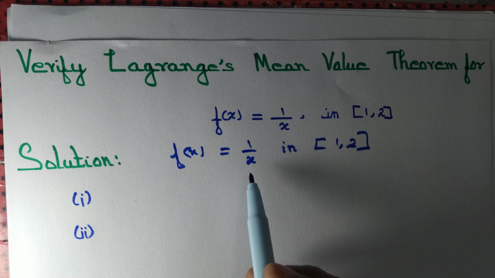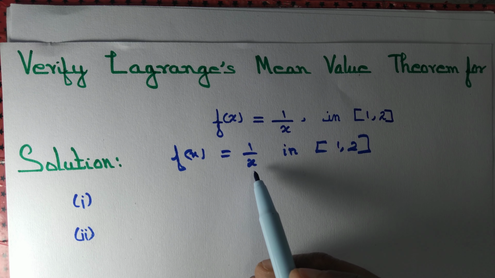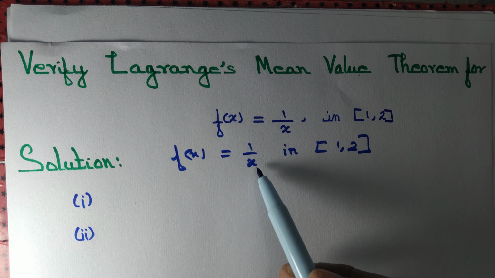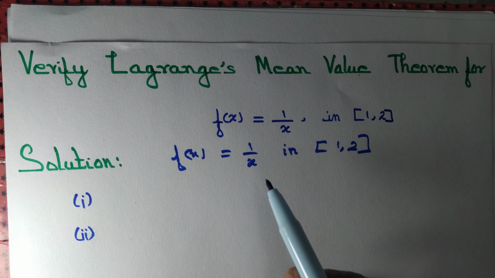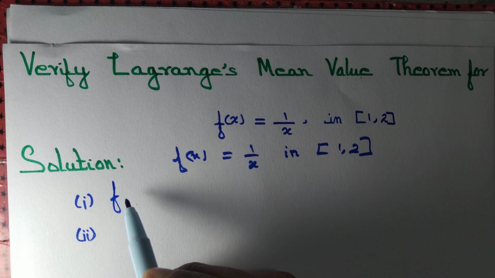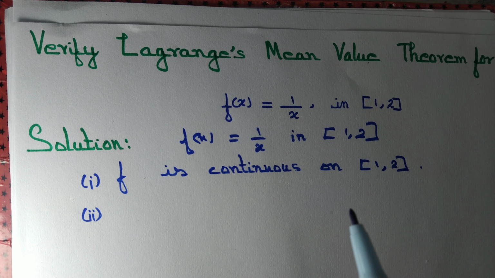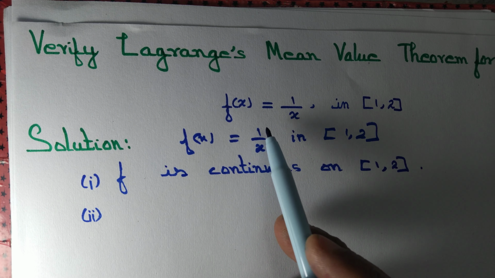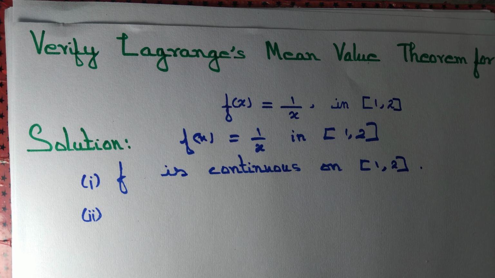First one is f has to be continuous. Is this function continuous? You see that 1 by x is the quotient of two continuous functions, and the quotient of continuous functions is continuous provided the denominator is not equal to 0. But we are taking x greater than 1 and less than 2, so x cannot be 0, so the denominator is not equal to 0, so f is continuous on the closed interval [1, 2]. Remember, we are making sure that the denominator is not equal to 0.